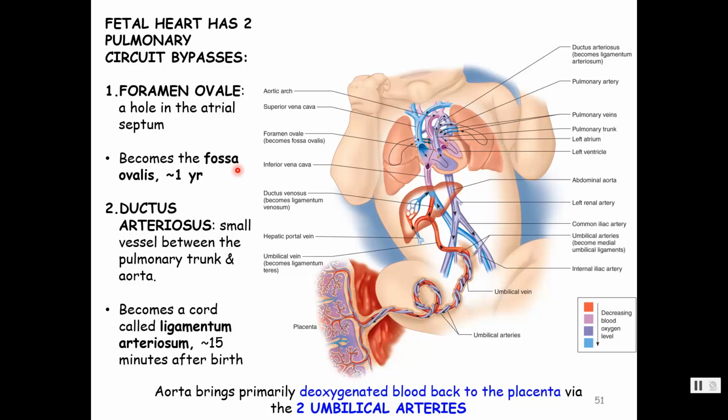before 1 year. There is another bypass called the ductus arteriosus, and it's hard to see, it's right there, between the pulmonary trunk and the aorta. It's going to become the ligamentum arteriosum, if you remember hearing that, about 15 minutes after birth. Once again, you've got that umbilical vein carrying oxygen-rich blood, and there's no reason to send all of that to the lungs. The lungs are going to get some blood from the left side of the heart, but there are just two bypasses, so the blood goes from the right side to the left side and then to the body.